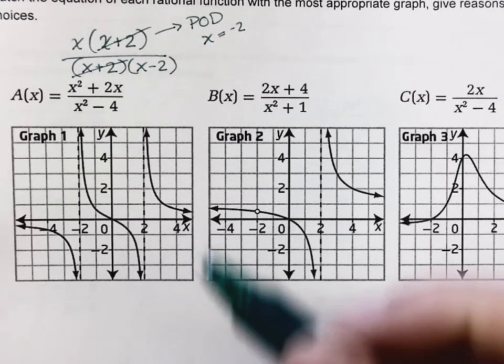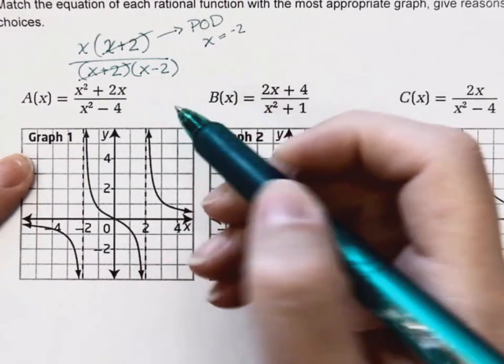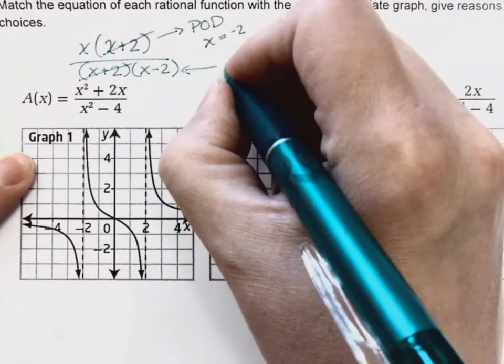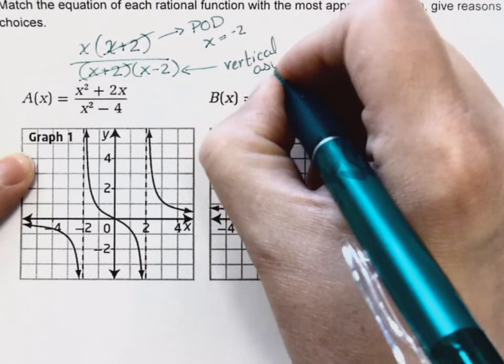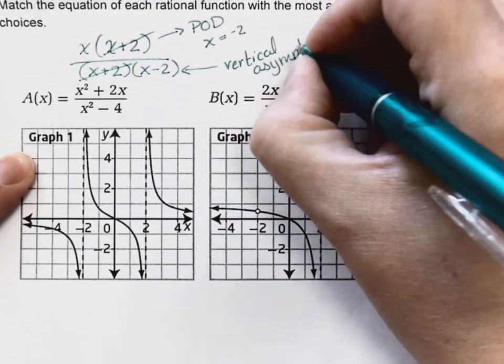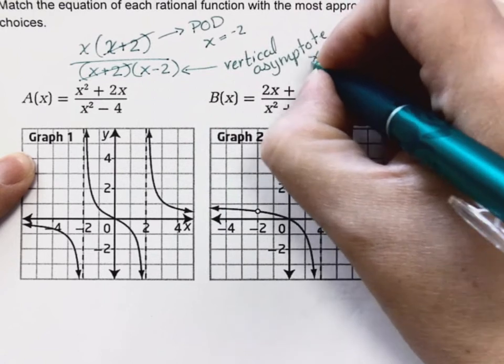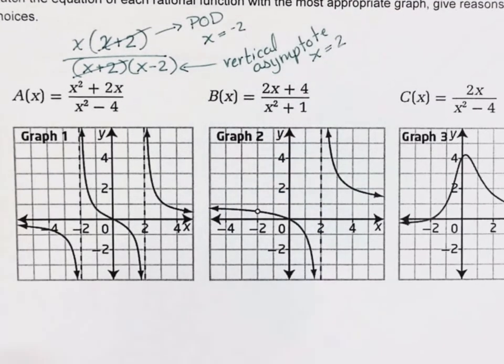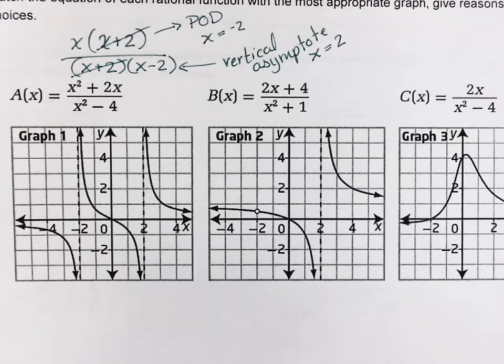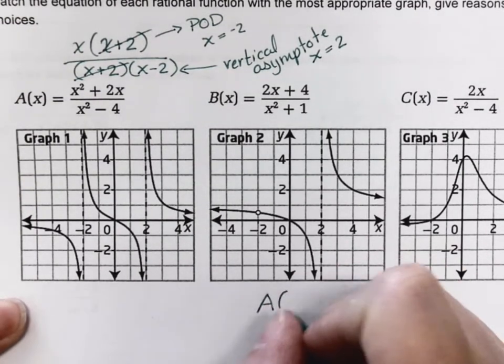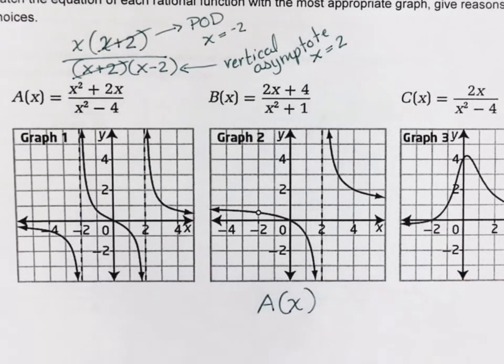So this graph still has a denominator, so that's going to be a vertical asymptote. A vertical asymptote at x equals +2. So those are some key points. Do we have that graph? Number 2. It's graph number 2. So this belongs to function A of x.